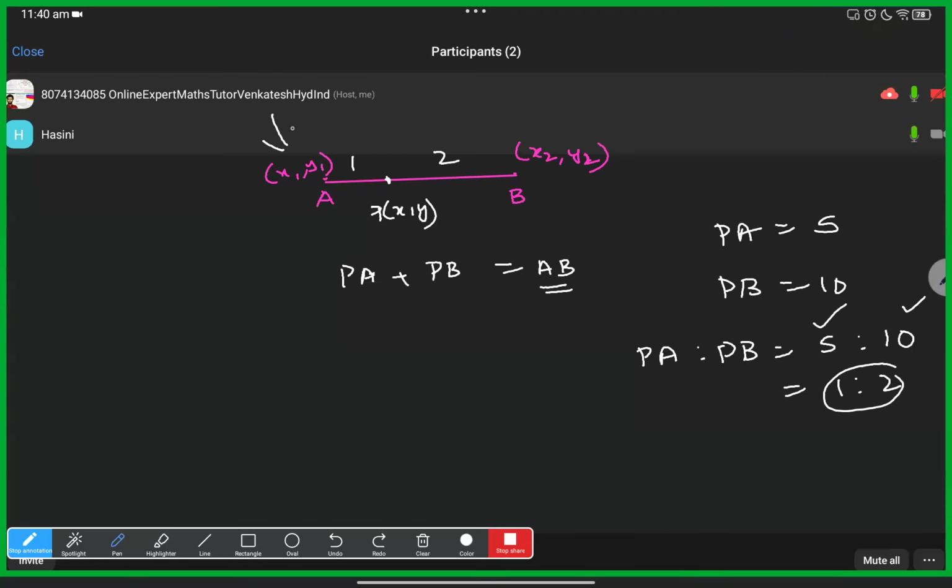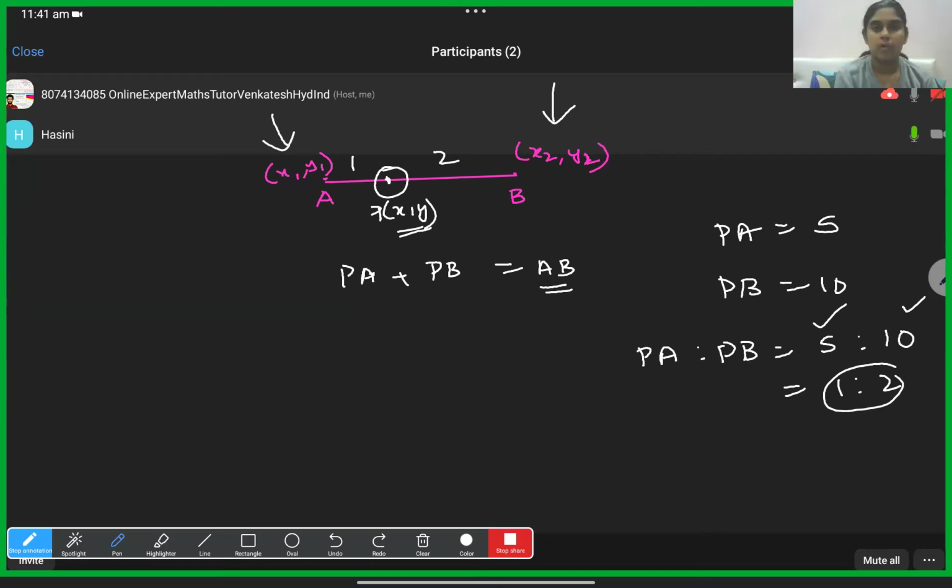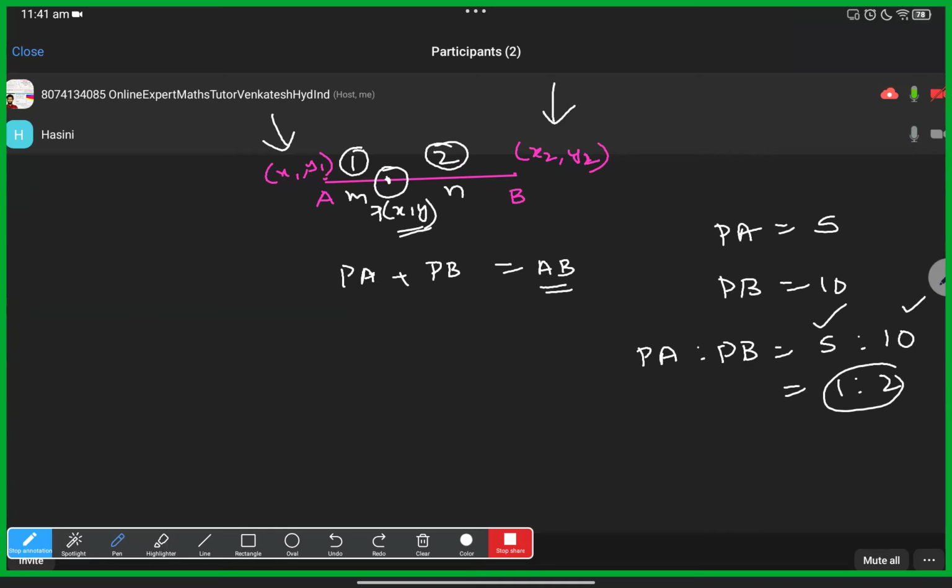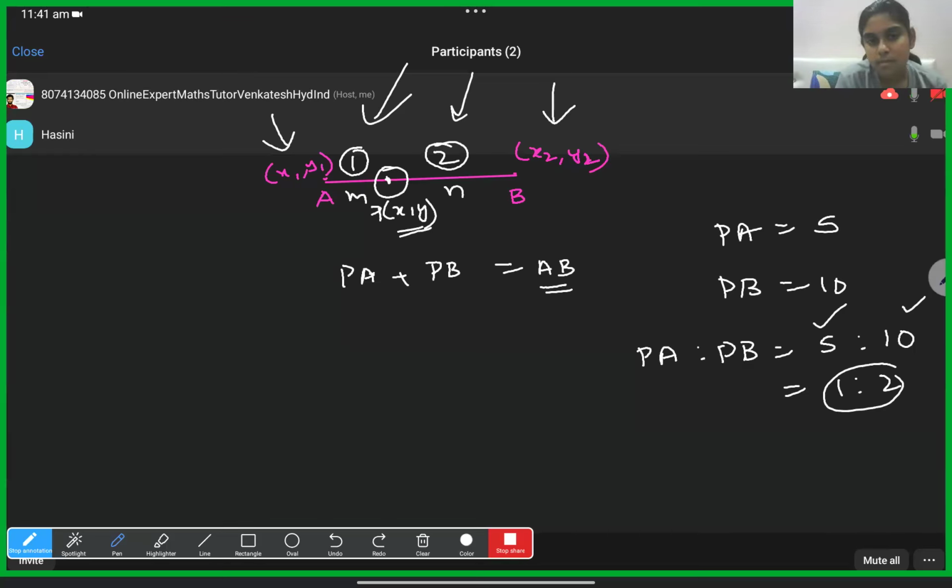They'll give the A (x1, y1) value and the B (x2, y2) value, and they ask us to find out the P coordinates, meaning P's x and y values. In the formula, they'll give some ratio like 1:2, but in our formula we have to learn it as: if P divides the line segment joining A and B in the ratio m:n, because a formula is a common thing. Here I roughly took an example of 1:2, but in the formula it is m:n.